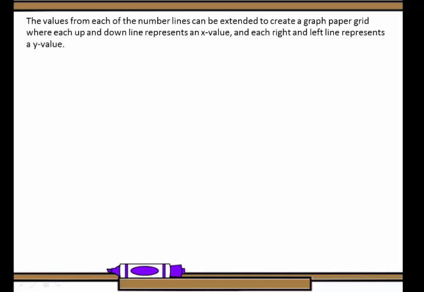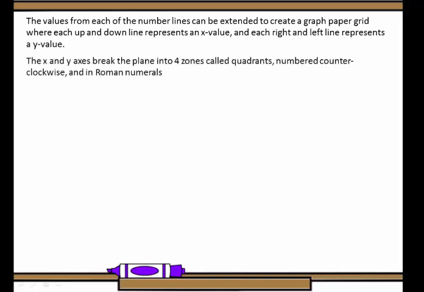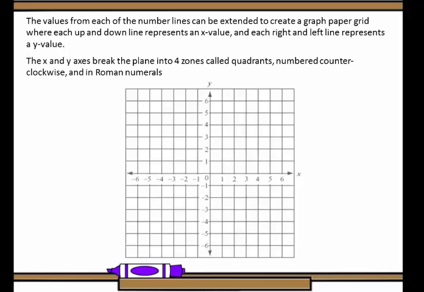The values from each of the number lines can be extended to create a graph paper grid, where each up and down line represents an x value and each right and left line represents a y value. The x and y axes break up the plane into 4 zones called quadrants. They're numbered counterclockwise with Roman numerals. So here we have coordinate planes.